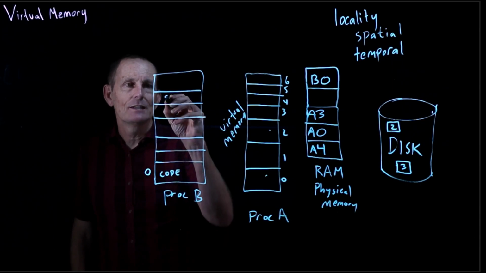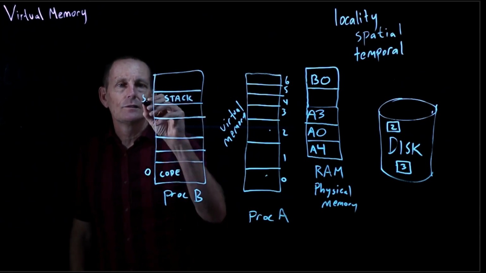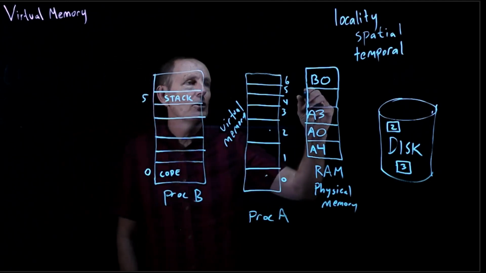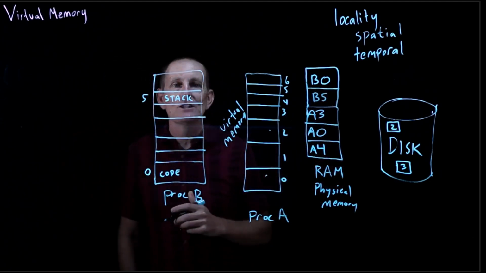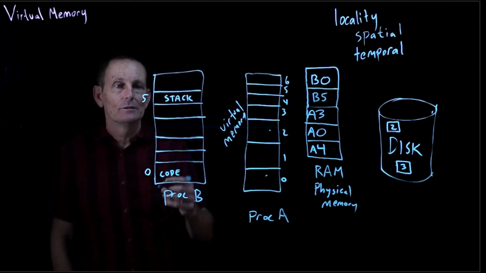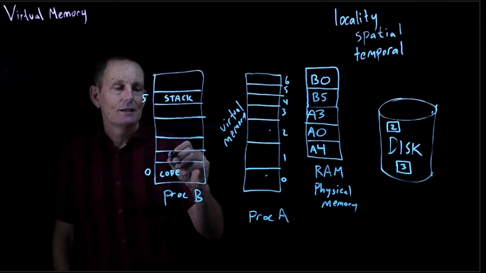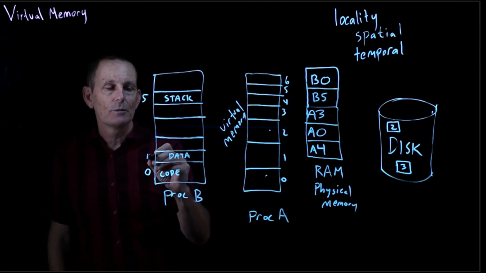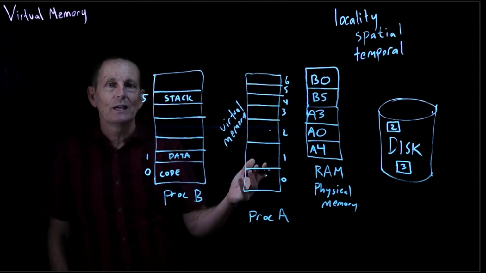Let's say maybe it needs some stack, so virtual page 5. We look, and lo and behold, we're lucky. We have a page available. And then it needs a little more. It has, let's say, data. So it wants to read from a global variable or write to a global variable. And now we need to go allocate a page.